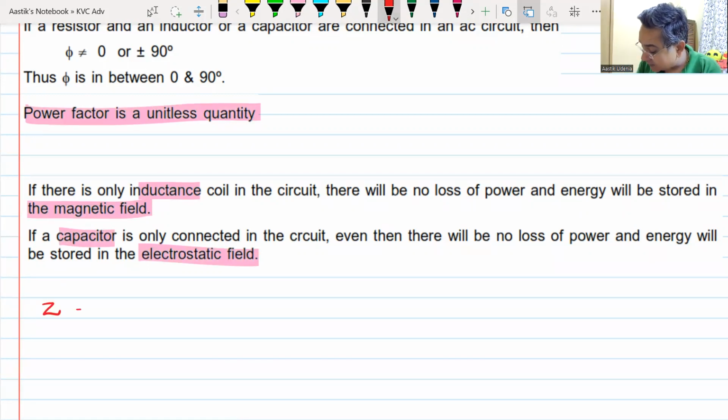Also, you must remember that impedance Z will be equal to V0 by I0, and that will be equal to Vrms divided by Irms. Do we understand this? Yes, sir. If you remember all these simple things, 80-90% of the questions will be coming from this part. So I will give you 2 minutes to note this down.